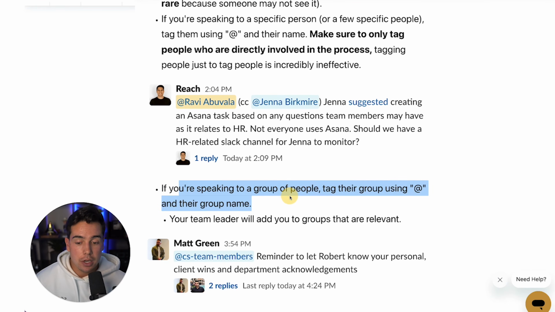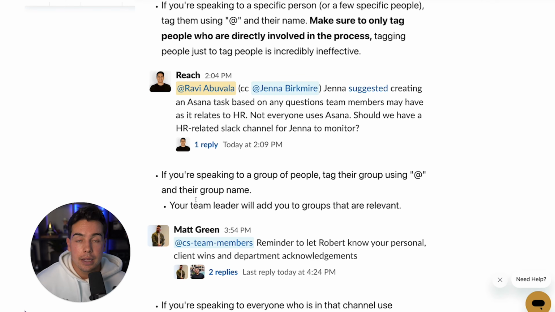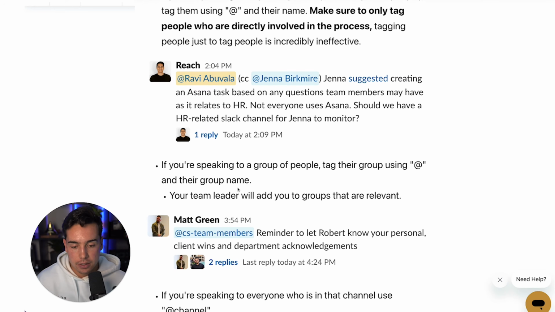If you're speaking to a group of people, tag their group. This is probably one of our favorite features inside of Slack, which is groups, okay? So a group would be, let's say I'm trying to talk to our client success team, which has at the moment over 8 team members. Instead of tagging 8 different people, or instead of tagging the entire channel, which lets everybody in the channel know who may not be a part of the client success team, I can create a group and call that group client success team members or sales team members, and only those people will get tagged, right?